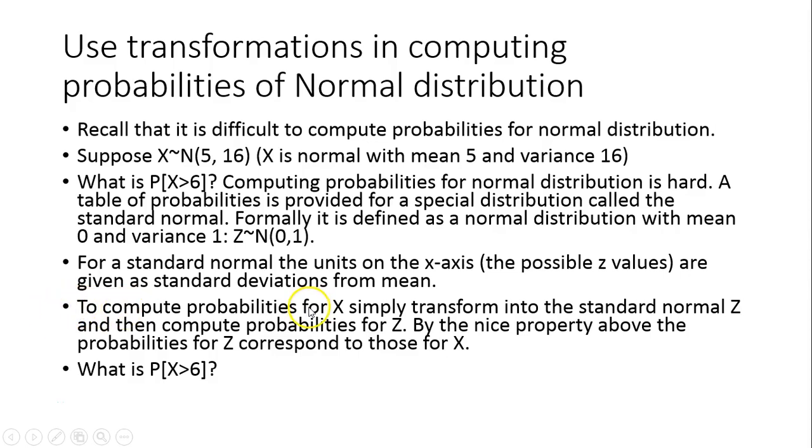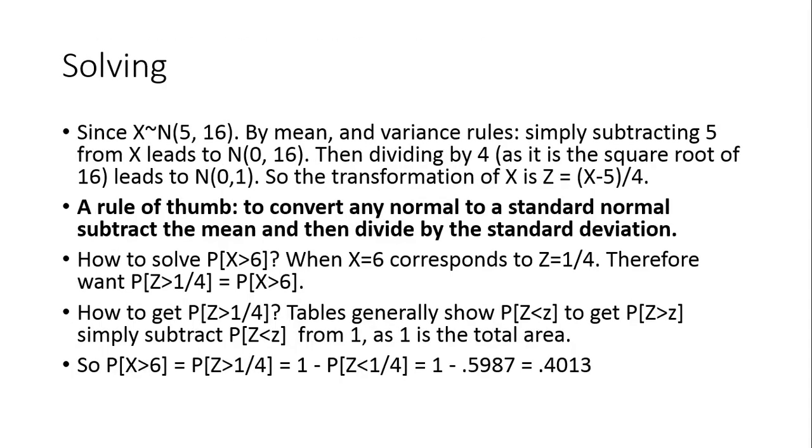To compute probabilities for x, simply transform into standard normal z, and then compute probabilities for z. By the nice property above, the probabilities for z correspond to those for x. So that is the trick. If I want to compute probabilities for x, I have to transform to z. So what is the probability that x is greater than 6, for example? How would you proceed? Okay? And I solve it here.